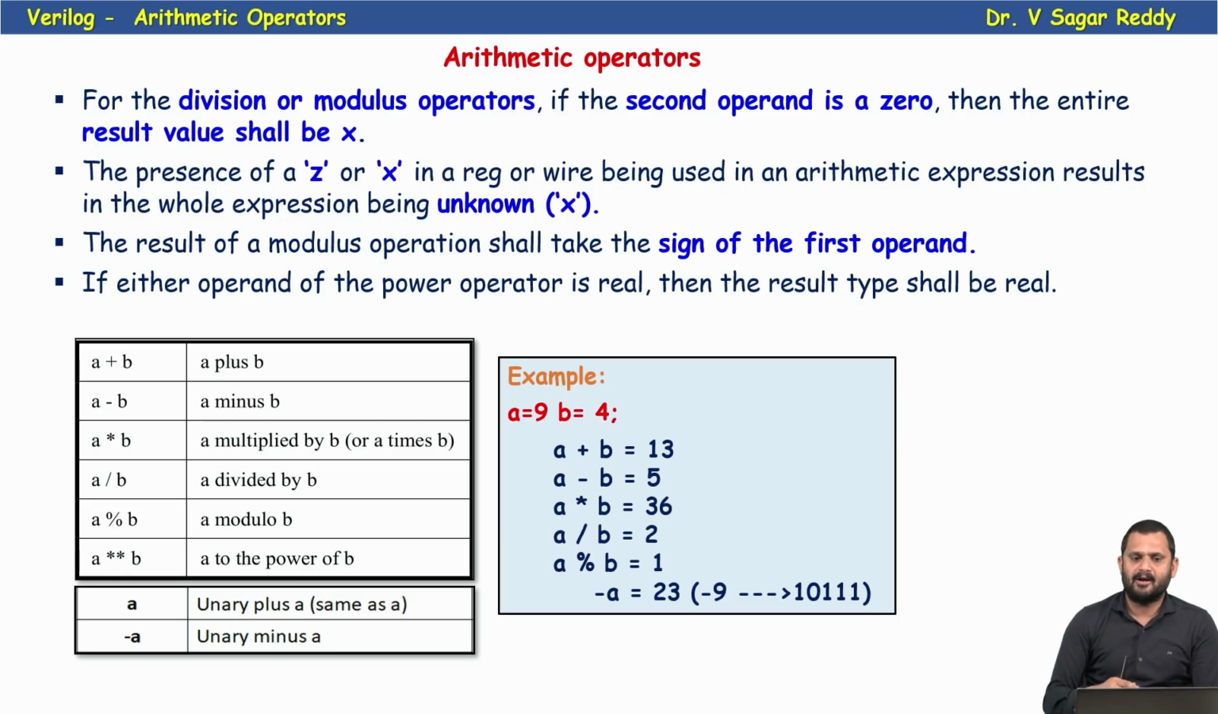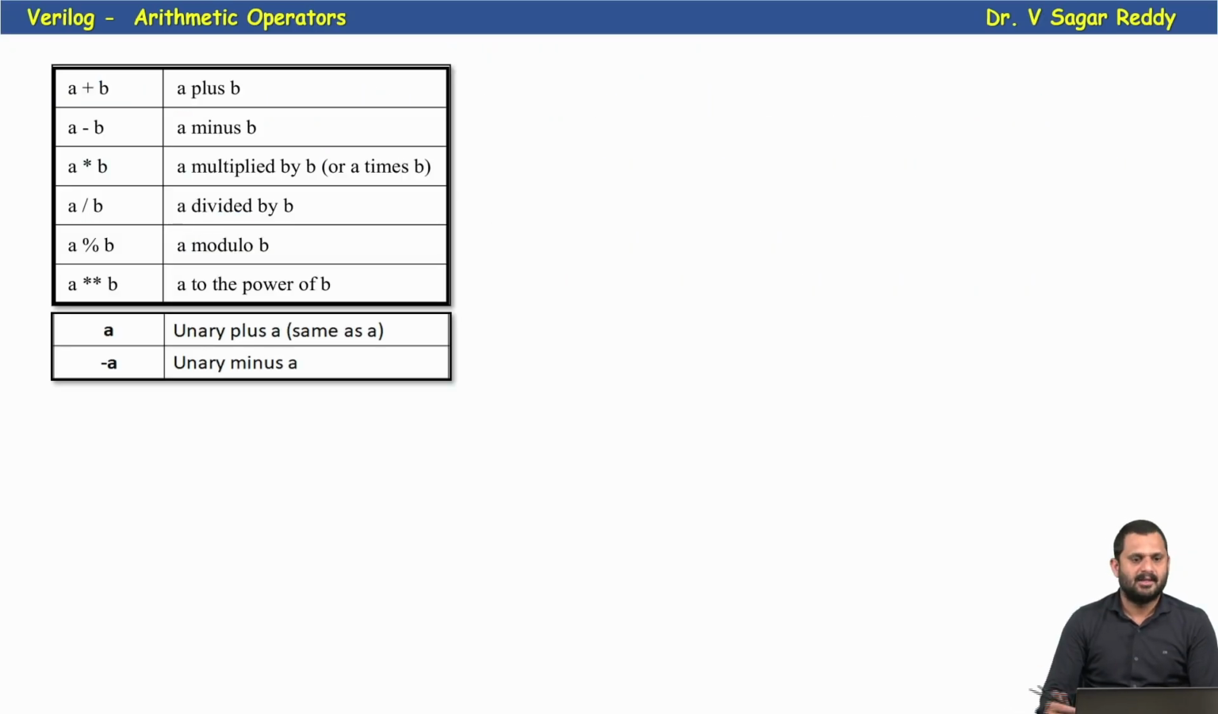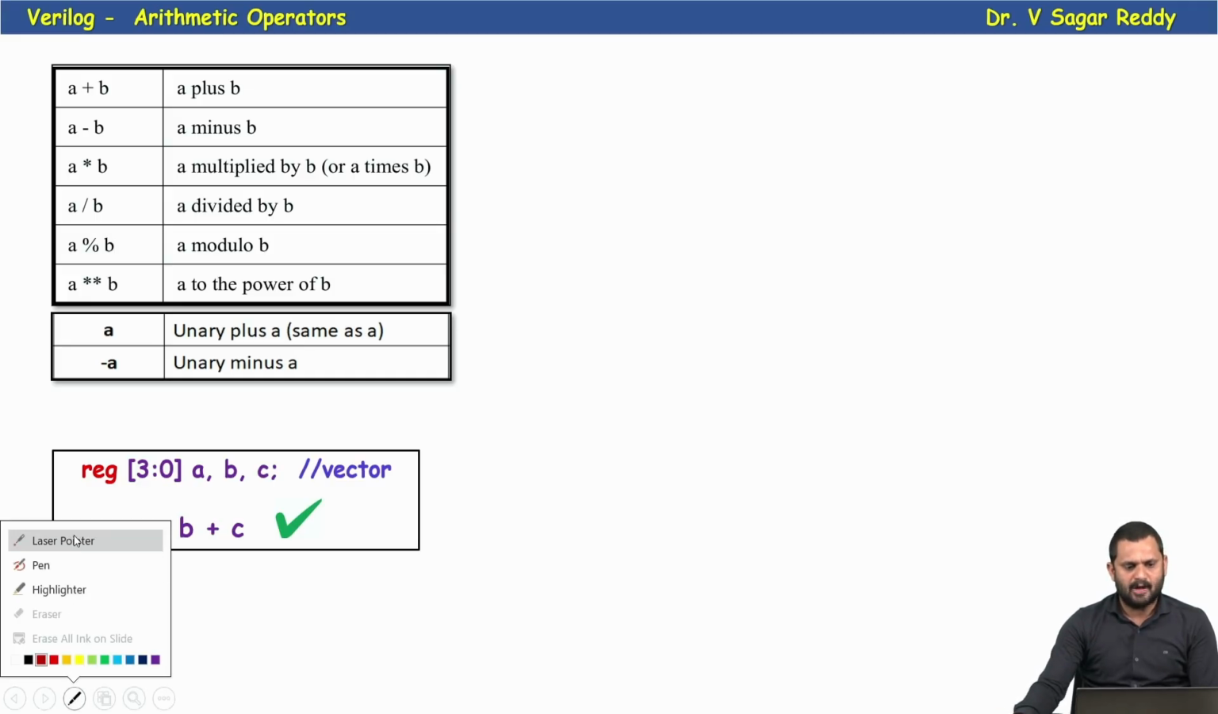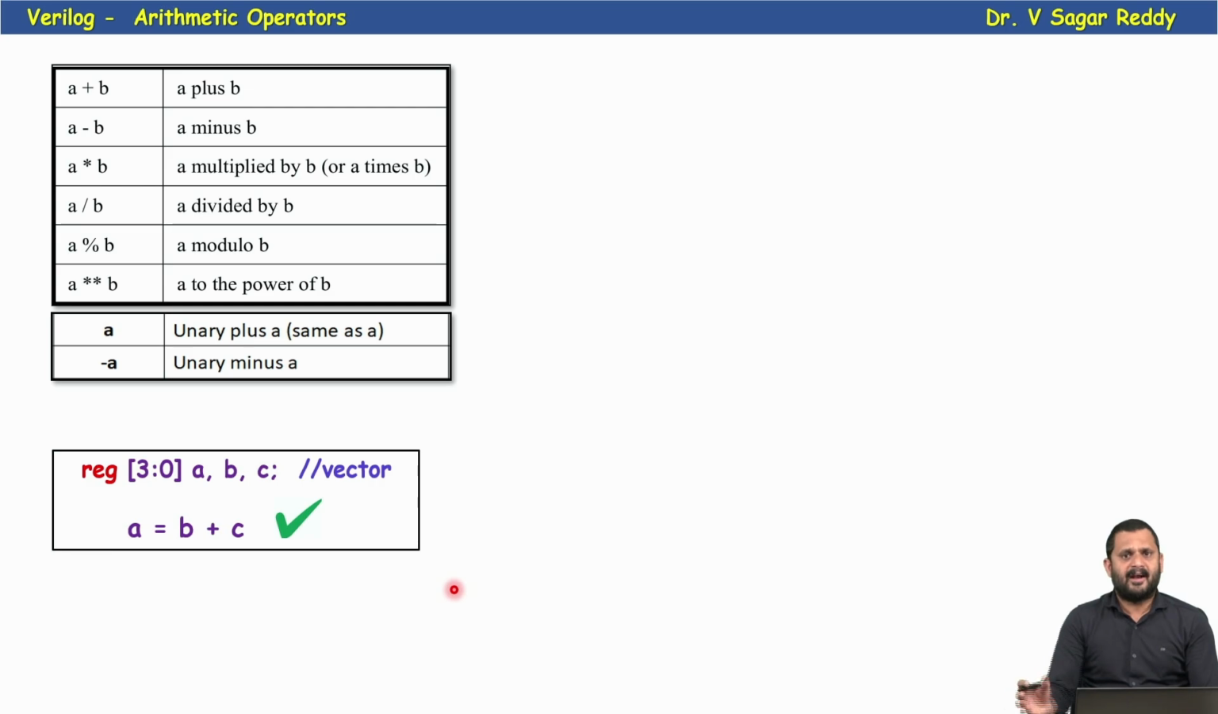So if either operand of the power operator is real, if any one operand in the power operator is real, then the result type shall be real. Now see, these are the various operators. Knowing the operator and finding the result of the expression doesn't matter as much here. In any programming language, you should know when to use these operators and how to use these operators.